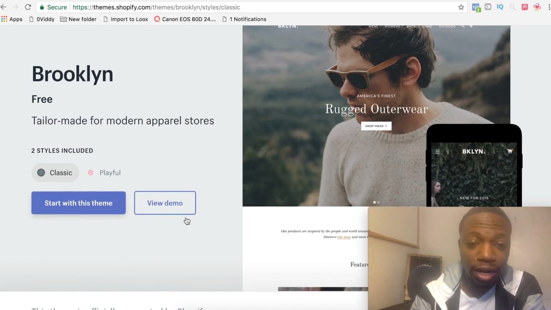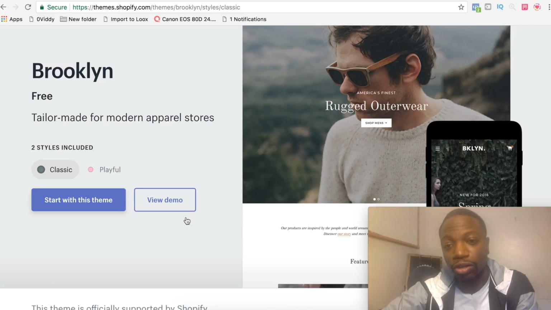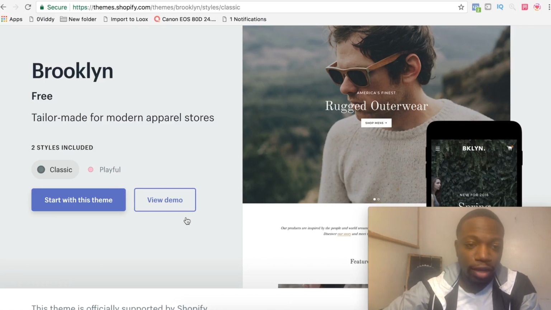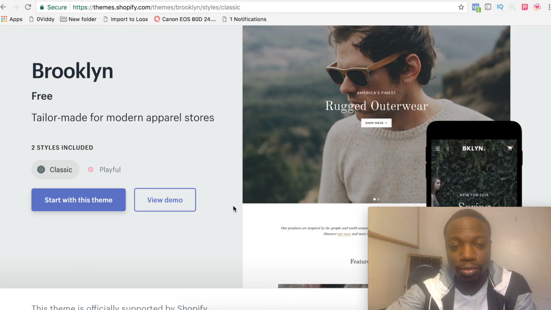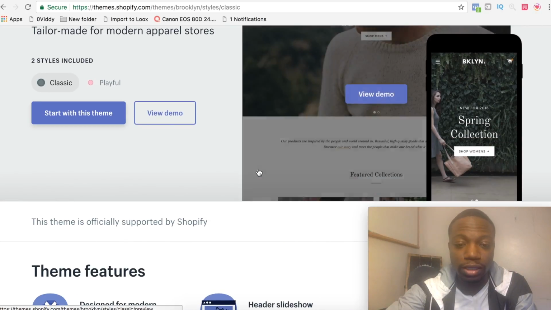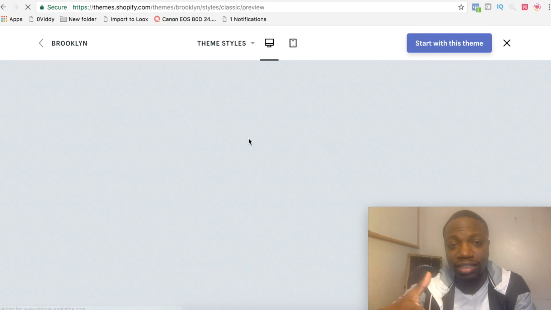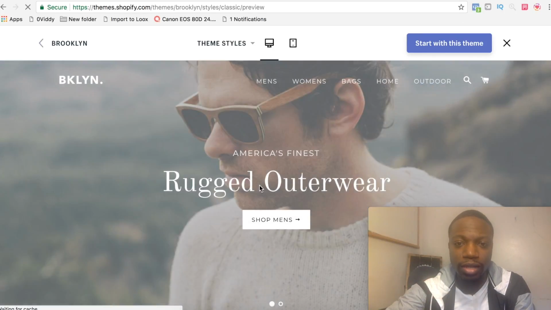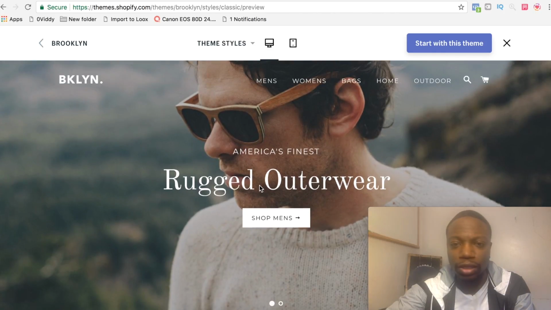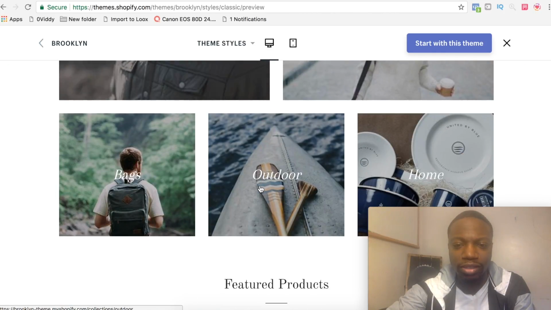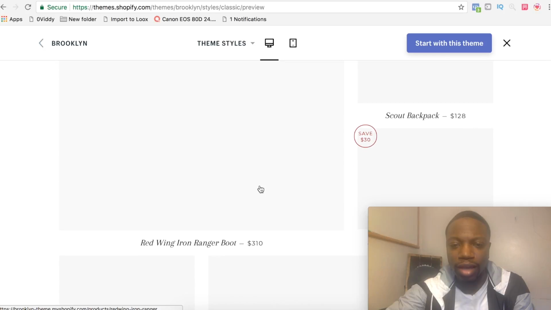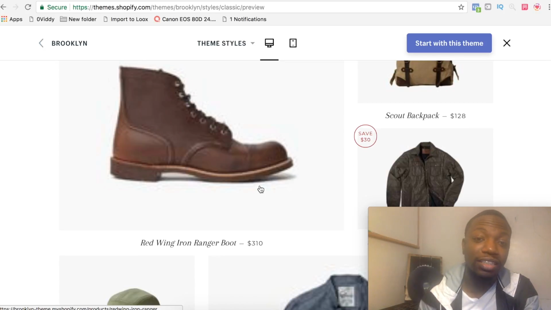But this theme right here, if you're just starting off on Shopify, I would strongly recommend the Brooklyn theme. This one did very good for me. I feel like it was very pleasing to the eye as a customer, and it was so easy to work with, as you can see how the setup is, and it brought me a lot of sales for some reason.